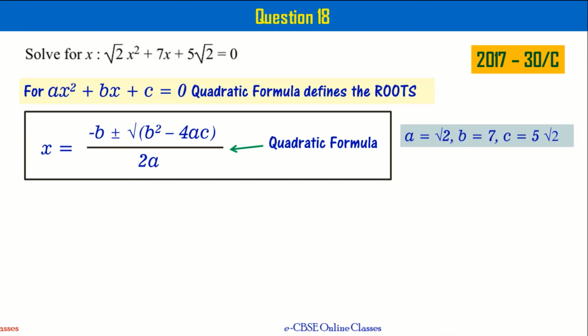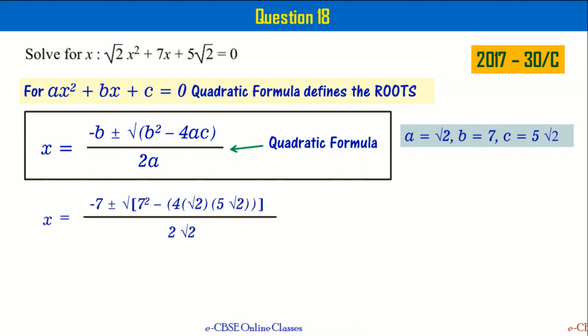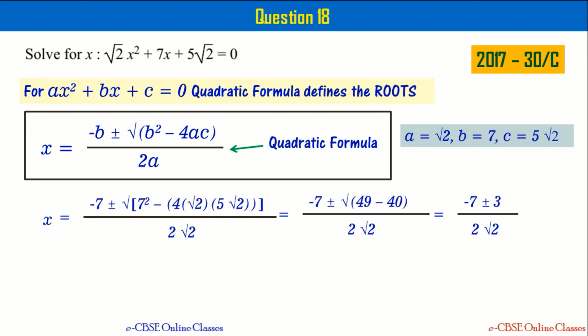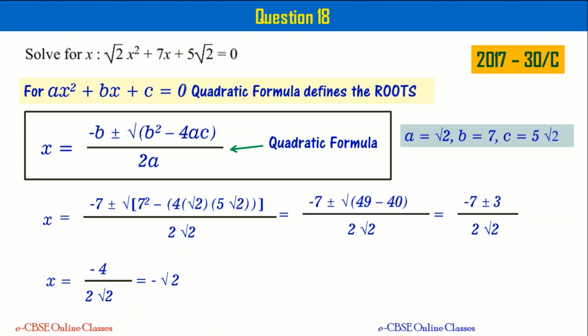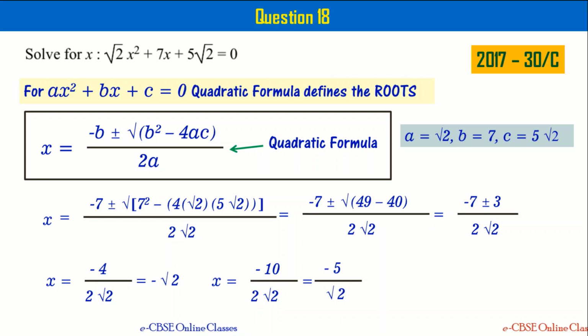Now you substitute these values into the quadratic formula and simplify it such that you get x = (-7 ± 3) / 2√2. If I take plus 3, the numerator becomes -4 and x becomes -4 / 2√2, that is equal to -√2, right? When I take the negative sign, the numerator becomes -10 and x becomes -10 / 2√2, that is equal to -5/√2. These are the two values of x, the two roots for the given expression.